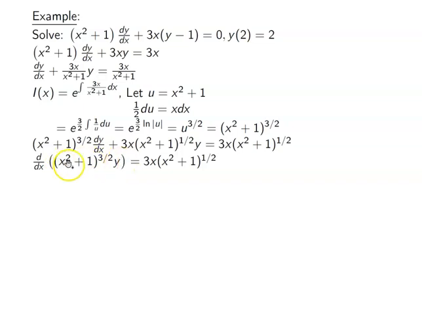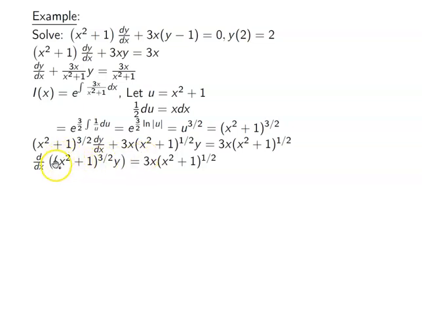So if I were to differentiate this, I would get this left-hand side here. Again, if I differentiate x squared plus 1 to the 3/2, I'm going to have 3/2. I'm going to go down by a power, so that's the 1/2. And then I'm going to differentiate x squared plus 1, which will be 2x.